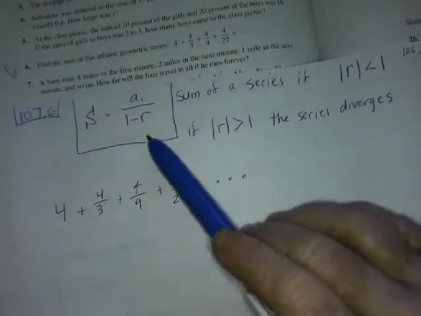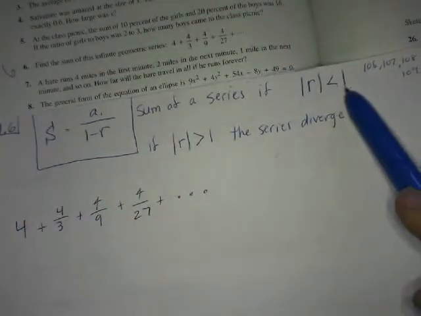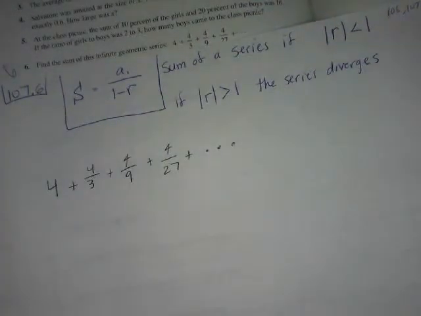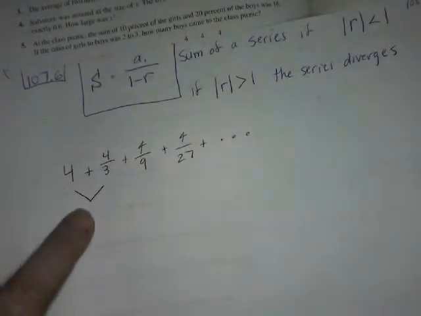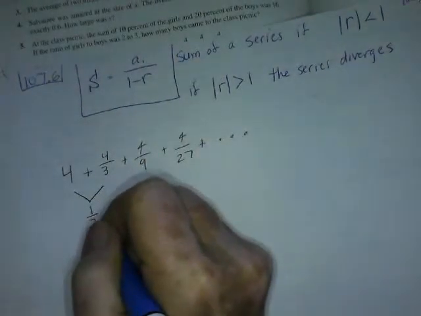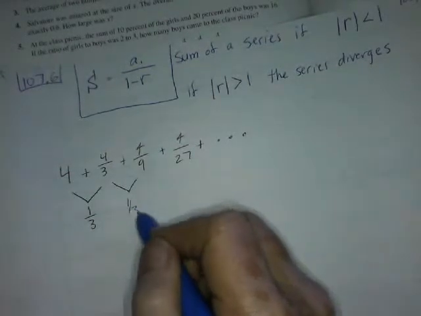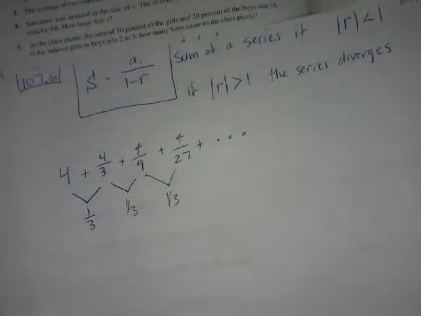107, number 6, I already wrote out some of it. Remember, I wrote my formula, and the absolute value of r has to be less than 1, in other words, these things have to be getting smaller. So let's see what r is. What's this thing getting multiplied by each time? It looks like a third to me. Does this times a third give this? Yes. Does this? Yes, it's a third. So r is a third.